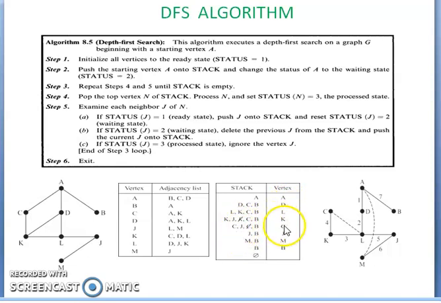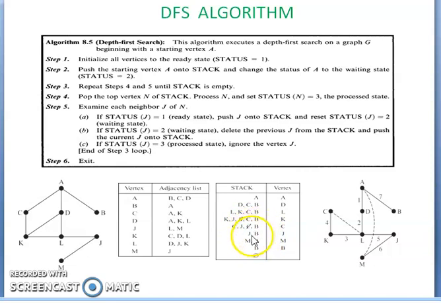Once you pop C, the neighbors are A and K. A and K are already processed. Ignore those two. The next one is J. The top of the stack is J, and the remaining vertices are J and B. So the next one is J.